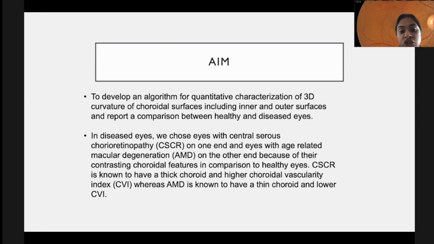In diseased eyes, we chose two extreme spectrums. One is central serous chorioretinopathy, and the other is age-related macular degeneration, because of contrasting choroidal features in comparison to healthy eyes. CSCR is known to have a thick choroid and higher choroidal vascularity index, whereas age-related macular degeneration is known to have a thin choroid and lower choroidal vascularity index.